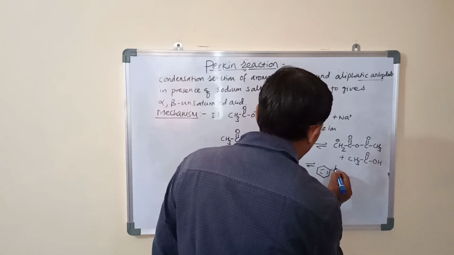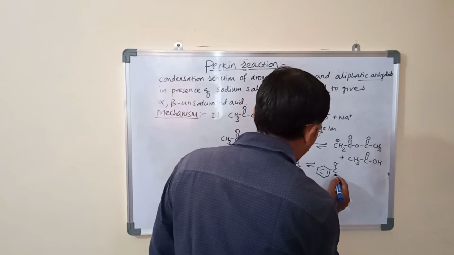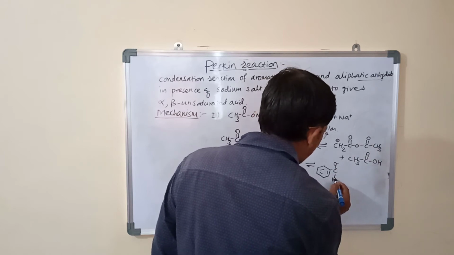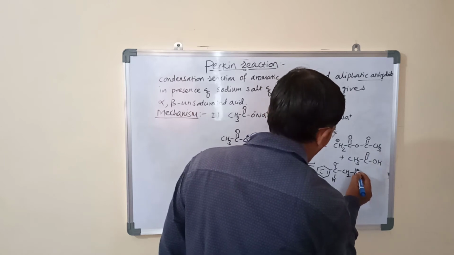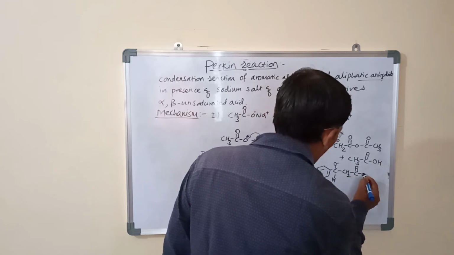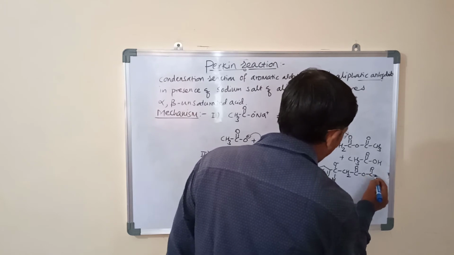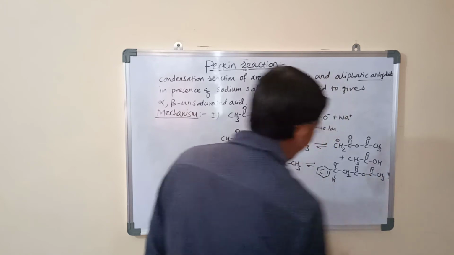Here C, this is O minus, H, this is CH2, C double bond O, OCOCH3. Okay, see here.